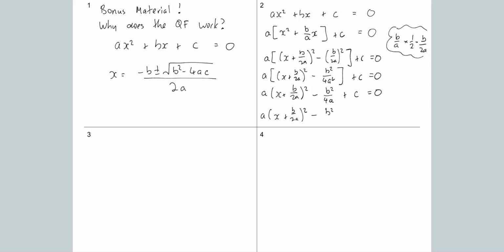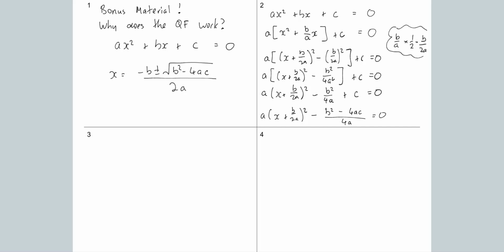Well, I've got c by itself here, common denominator, and I've got a 4a here. And so I'm going to have to make that one c times 4a, or 4ac, all over 4a, like so, is equal to 0. So there's our b squared minus 4ac, which is underneath the square root sign here. So we're getting somewhere. This is looking good.